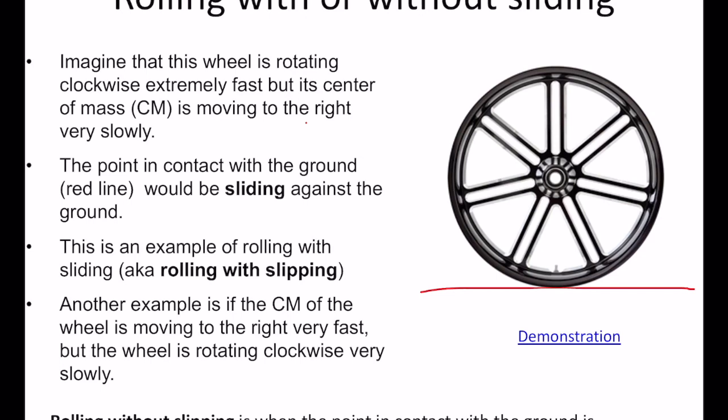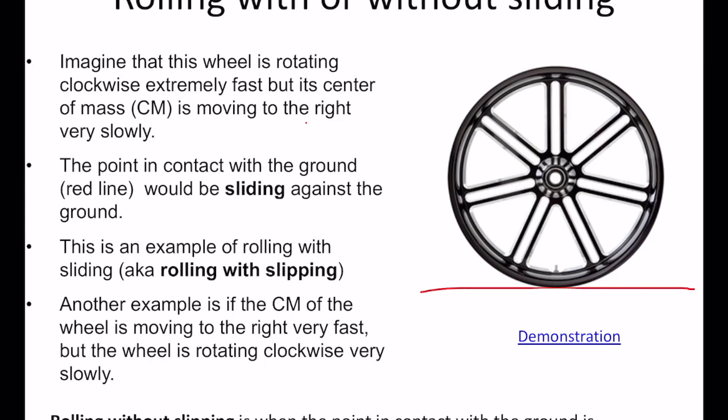Rolling with sliding is sometimes also called rolling with slipping. So you use the word slipping instead of sliding. It's more commonly called rolling with slipping. So an example of rolling with slipping is when the wheel is rotating really fast, but it's moving relative to the ground rather slowly. Right?